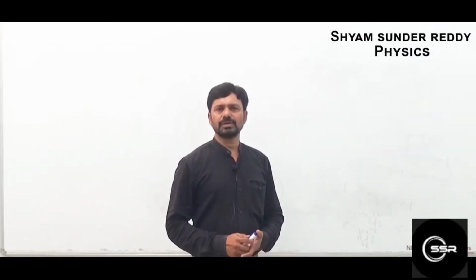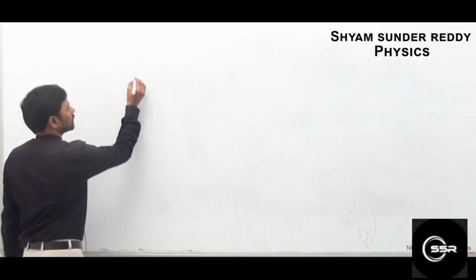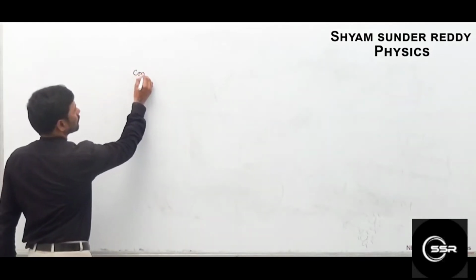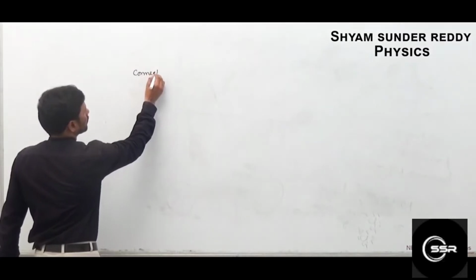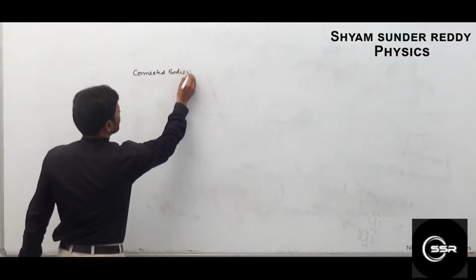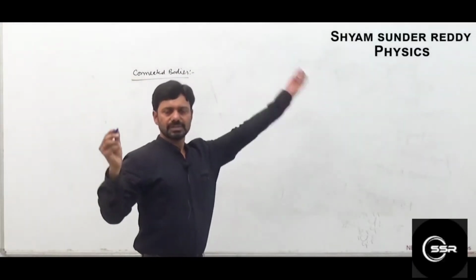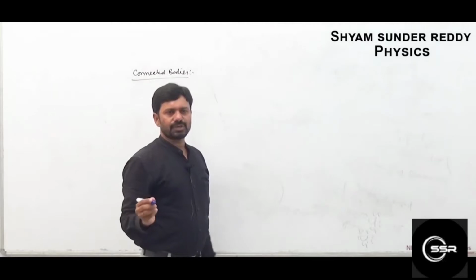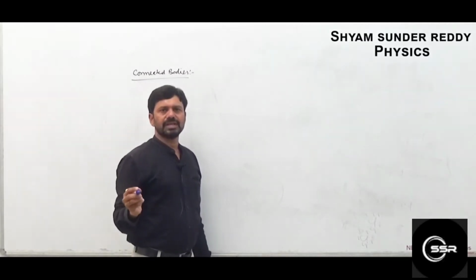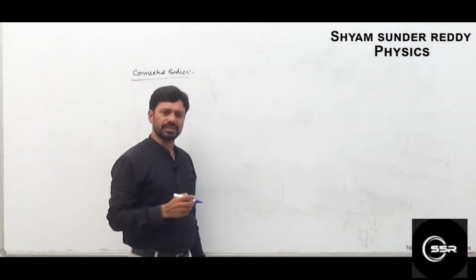We are going to discuss connected bodies. In connected bodies, how is the motion? Suppose connected bodies are moving in a particular direction, then what is its acceleration and what is its tension? We need to find that.